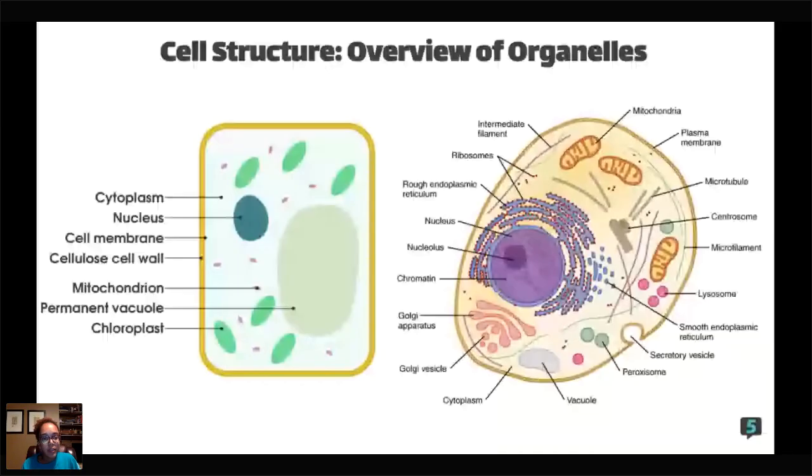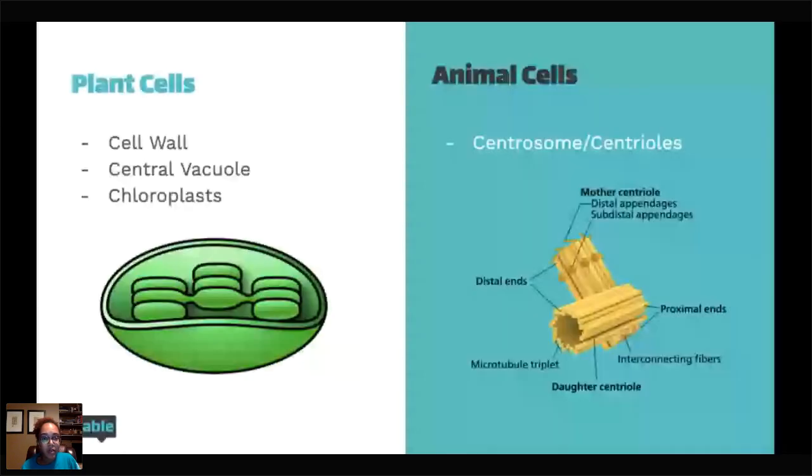So just a quick thing on plant versus animal cells. Plant cells have a cell wall, central vacuole, and chloroplast, whereas animal cells have a centrosome.